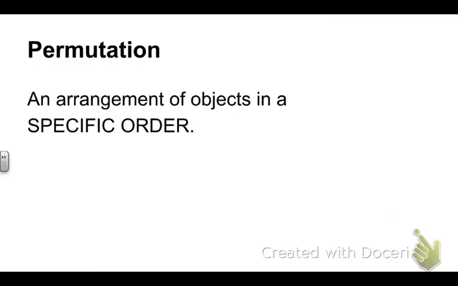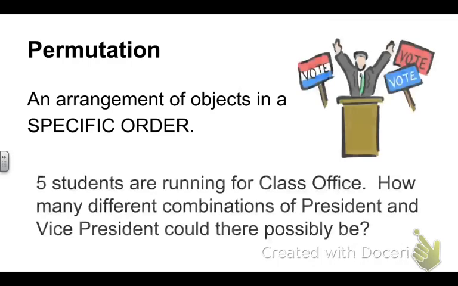A permutation is a little bit different. A permutation is an arrangement of objects in a specific order. Here for permutations, order matters. All right, that is the biggest thing. So, for example, 5 students are running for class office. How many different combinations of president and vice president could there possibly be? Someone is going to be elected president, therefore they can't be vice president. That's the order. Order matters. Another example would be a horse race. The horses coming in first place, second place, third place. Whenever there's places like that, there's a specific order. You're working with permutations.